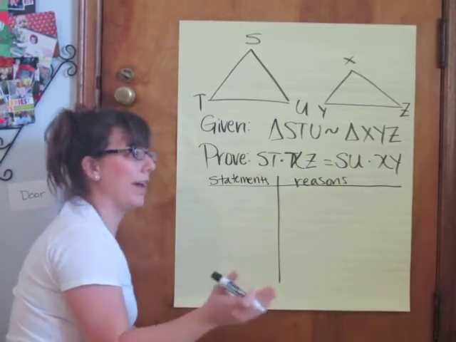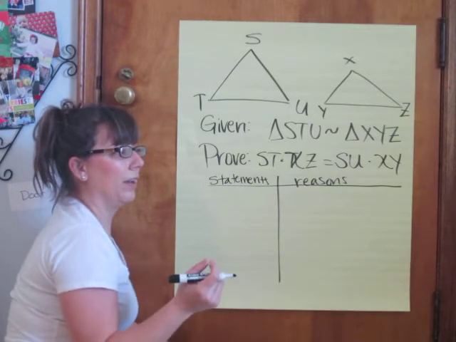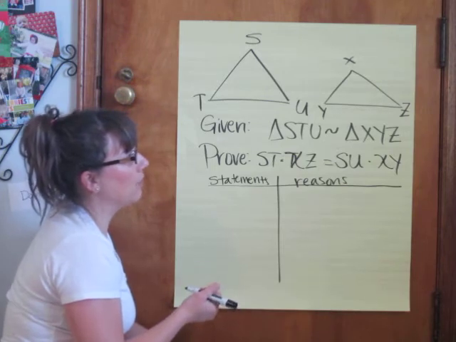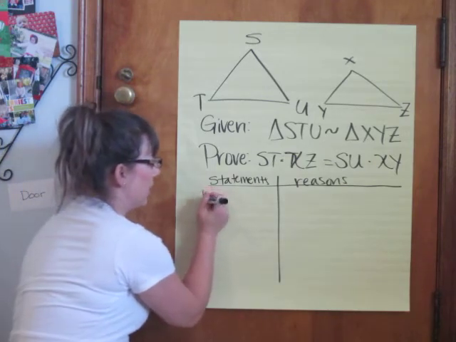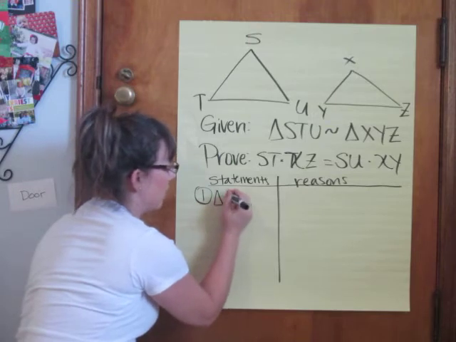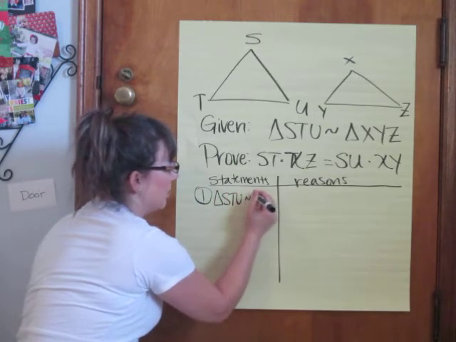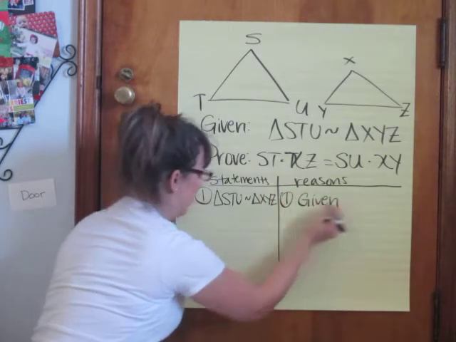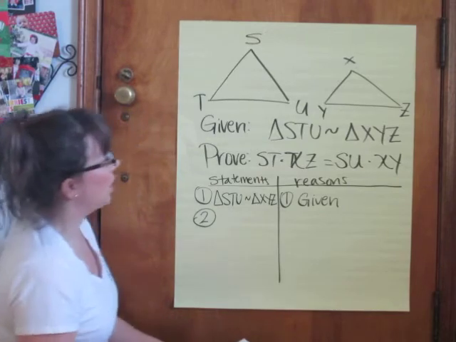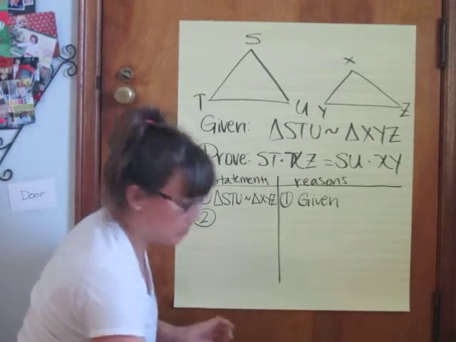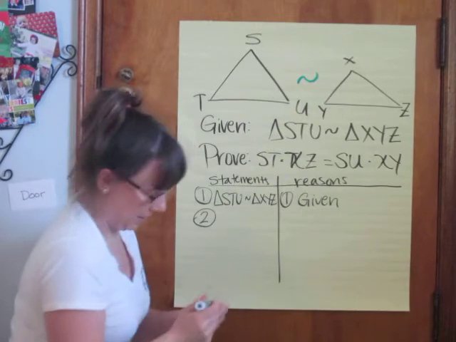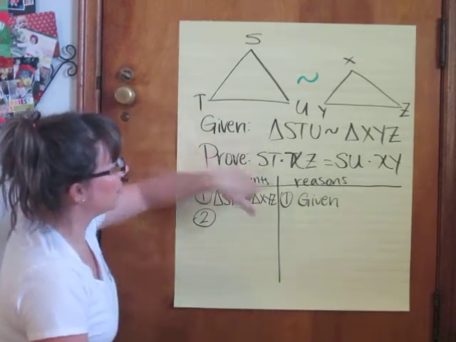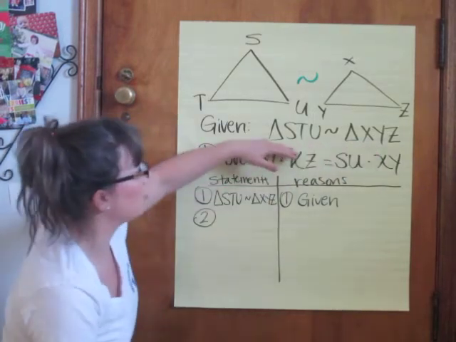Okay, so the first thing we write in any proof, I know you're rusty, we haven't done this in a while, we've had only really algebraic problems, but remember the very first thing that we do in every proof is we write down what we're given, and in this case we are given that triangle STU is similar to triangle XYZ. That's given, okay?